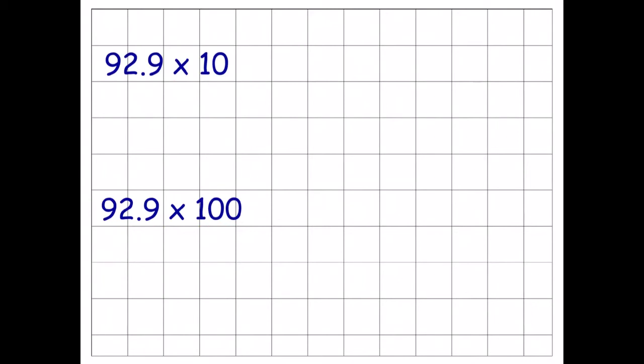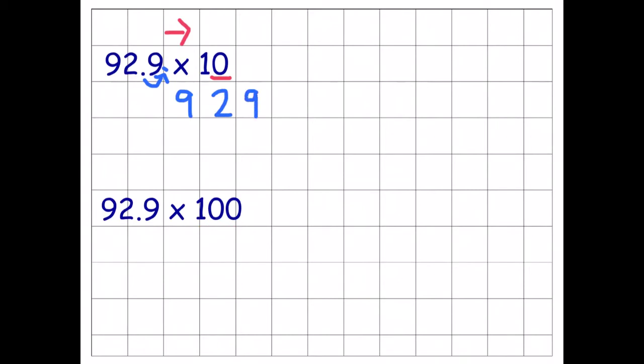Our first question then, 92.9 times 10. So we're moving our decimal point to the right, and it's moving one time because there's 1 zero in 10. So my decimal point will end up after that second 9. So our new answer is 929.